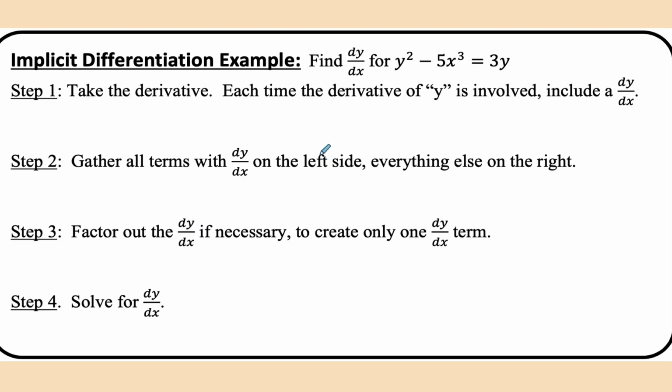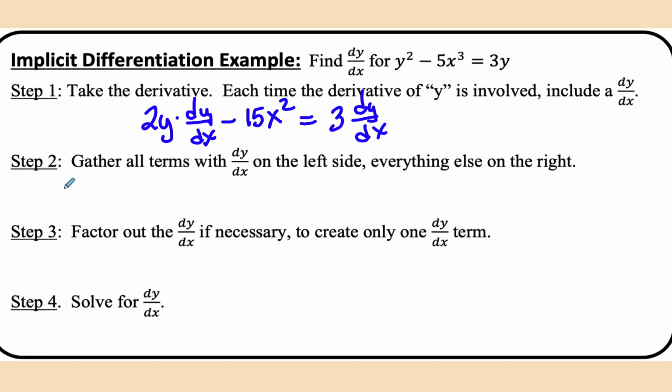All right, so what are the steps in using implicit differentiation? Here's our relation, and we have y's and x's all involved. The first step is to take the derivative, and each time the derivative of y is involved, you're going to write dy/dx. So this is going to be 2y times dy/dx. Now we're taking the derivative with respect to x, so this one is going to be 15x² equals, and then this is going to be 3 dy/dx.